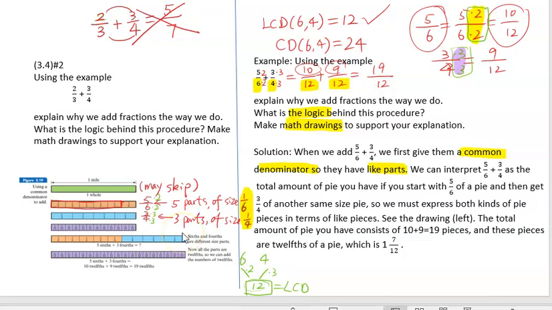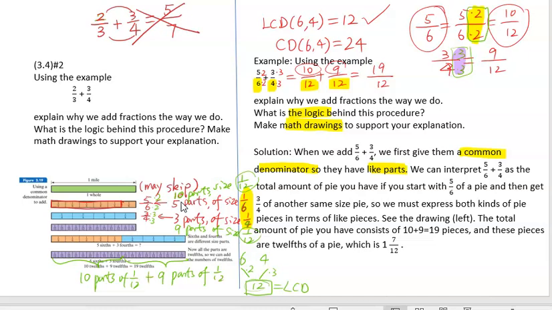Because now this is turned into 10 parts of size 1/12. So this is the 10 parts right here, 10 parts of size 1/12. And the bottom one is turned into 9 parts of size 1/12. See, originally 6 and 4, different sizes. Now 1/12, 1/12, same size. So this is going to be turned into 9 parts of 1/12. So now we can add them.